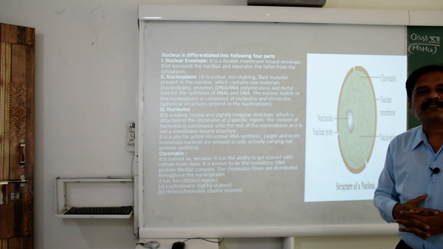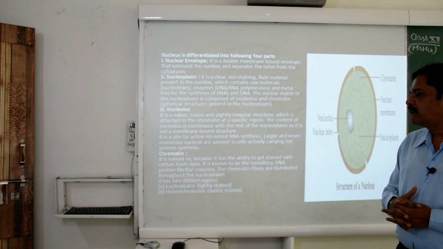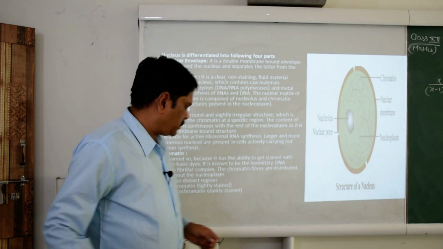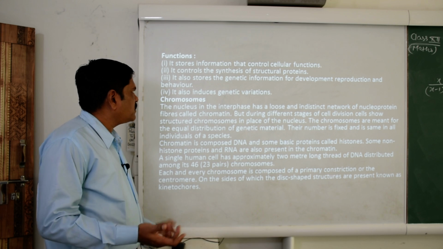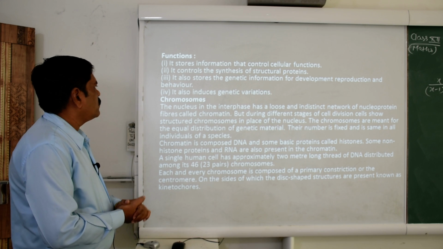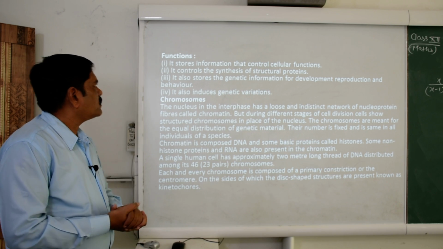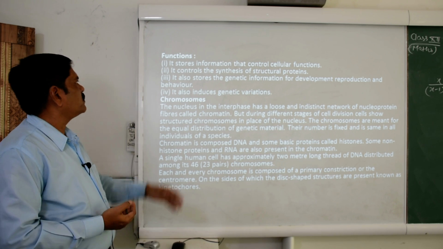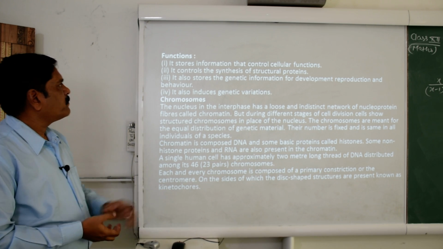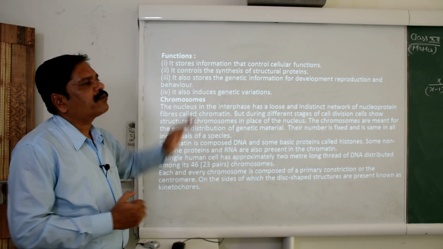Actually, when we stain them, the one that takes the light color is called euchromatin, and the one that takes the dark color is called heterochromatin, which is responsible for hereditary transportation. It stores the information for the control of cellular activities. It controls the different synthetic structural proteins. It also stores the genetic information for development, reproduction and behavior. It also induces genetic variations too. Clear? So this is all about the nucleus.